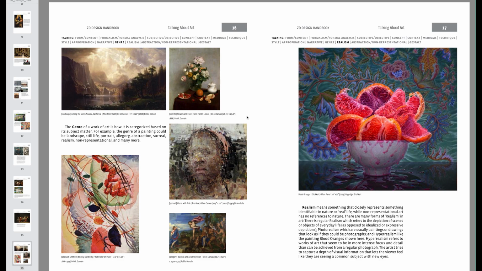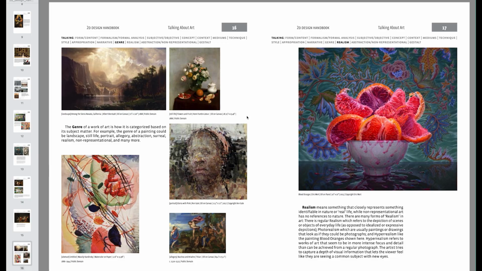Genre. The genre of an artwork is how the work is categorized. It's like how you would label it. Genres are very fluid. You can be multiple genres at once. You can bend genres. But just for example, the genre of painting could be a landscape painting genre, still life, portrait, allegory, abstraction, surreal, realism, non-representational, and many others, as are exemplified in the selection of paintings on the left.